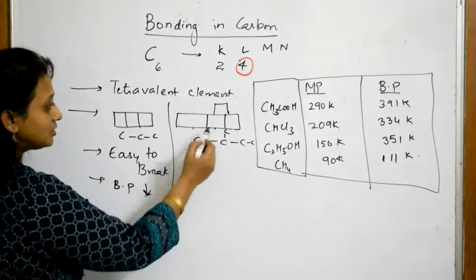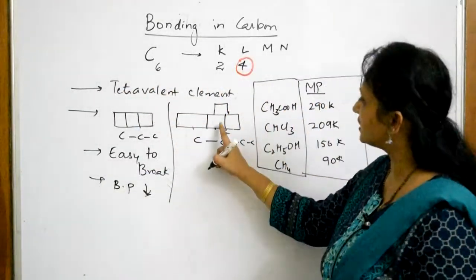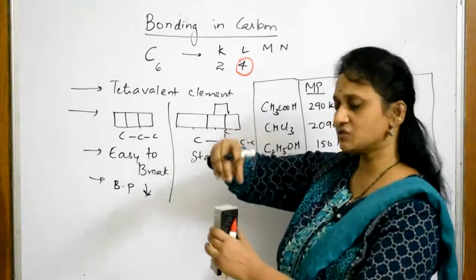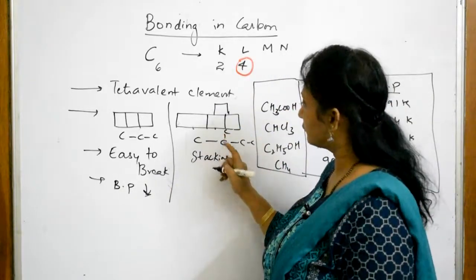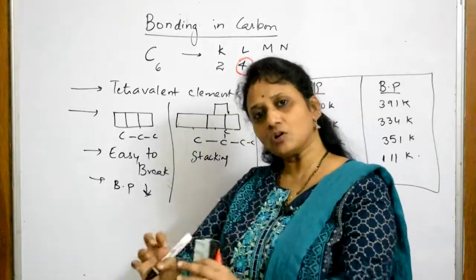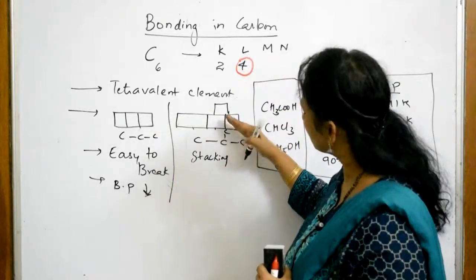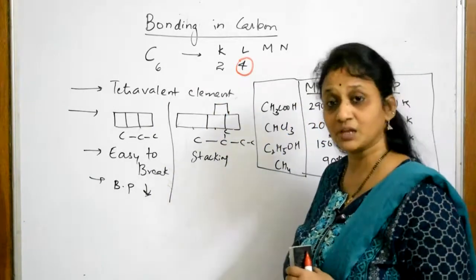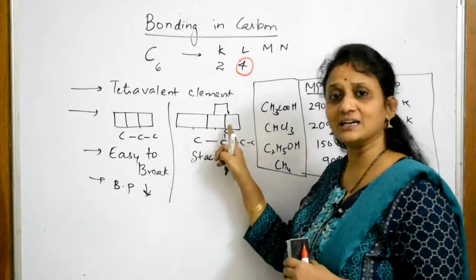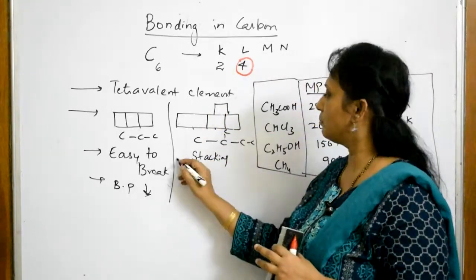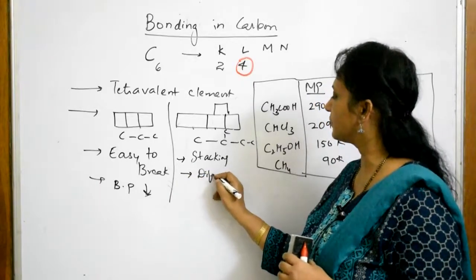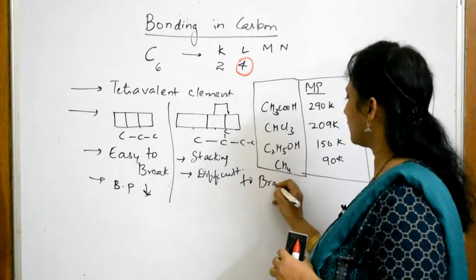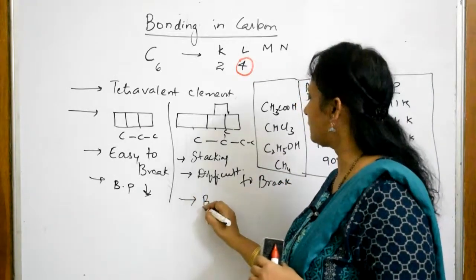But when it comes to this part, what is happening? There is something called stacking. Stacking means one after the other, one is fixed into the other. Because of this, what will happen? I require a lot of energy to break this bond. Then I have to break this bond, then this one, this one, this one. So when there is stacking like this, one after the other, remember, it is difficult to break. When it is difficult to break, what will happen? Automatically the boiling point increases.